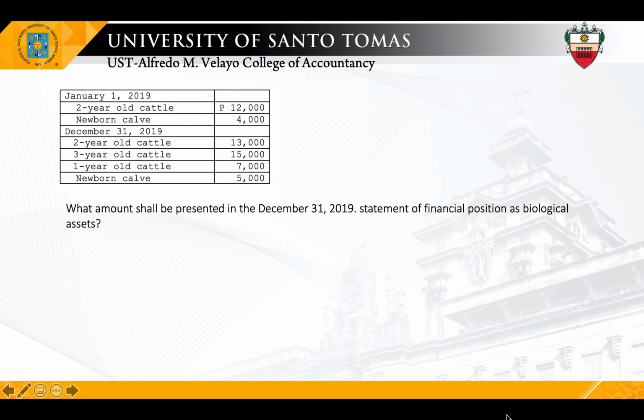How about the other question? What amount shall be presented in the December 31, 2019 Statement of Financial Position as biological assets? So again, how many assets do we have by December 31? We have 25 3-year-old priced at 15,000 each, and 5 1-year-old priced at 7,000 each, a total of 410,000 pesos.